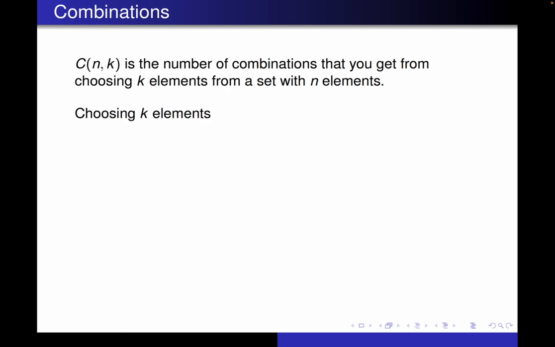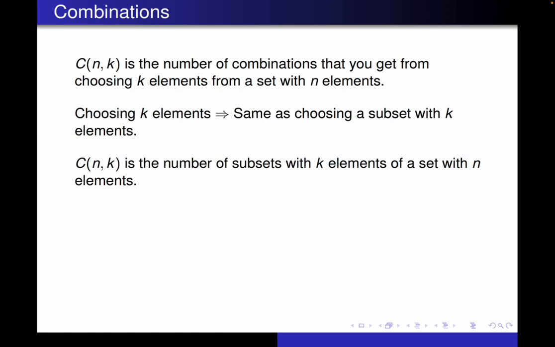So for choosing k elements, well, you know what? That's exactly the same as choosing a subset with k elements, right? So your total set has n elements, and you're just choosing a subset with k elements. That's your combination. So C of n, k is the same as the number of subsets with k elements out of a set with n elements, which means that C of n, k is just a different way of saying n choose k.